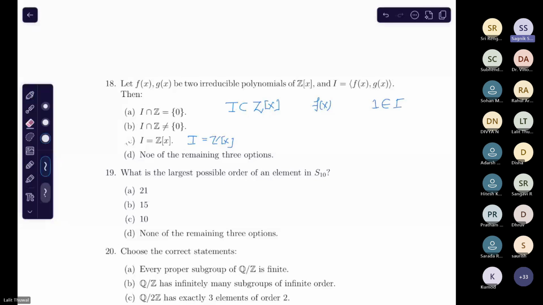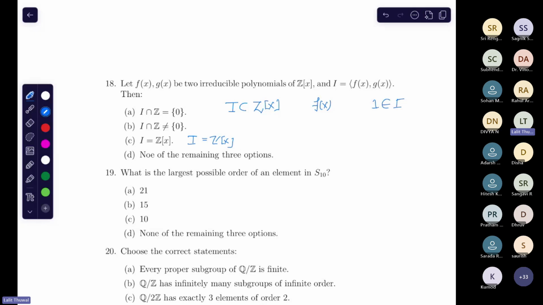It was not mentioned that f and g are different. Okay, so let me not solve this question. Let me give you some hints and you will solve this question. I would be happy if you solve it just by grasping these hints. The hint is that f(x) and g(x) are obviously irreducible polynomials and their GCD is 1.